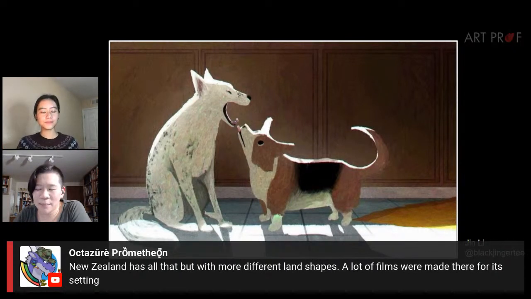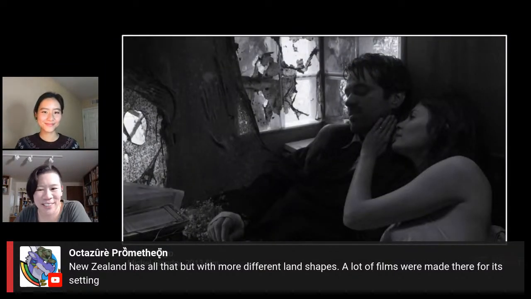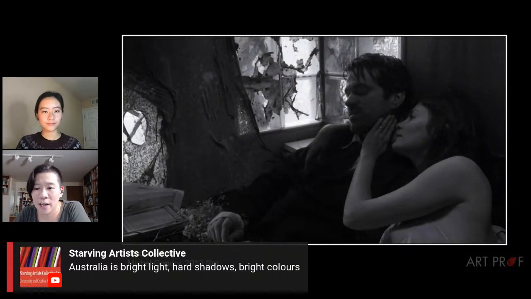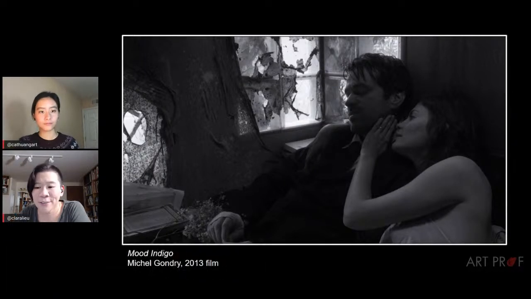I really like these comments. People are telling us about the different lighting situations that exist in different countries. So Octasia says New Zealand has all that, but with more different land shapes. A lot of films were made there for its setting. Starving Artist says Australia is bright light, hard shadows, and bright colors. So tell me in the chat, based on where you live, how would you describe the typical lighting situation?